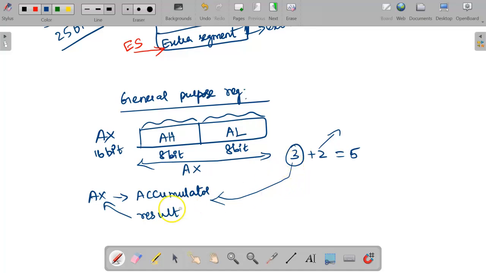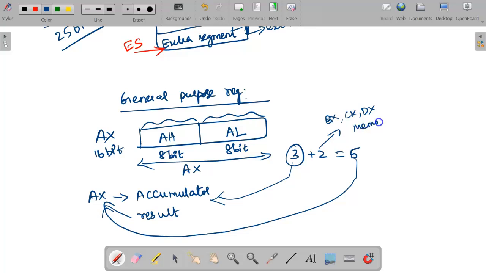So one operand will always be from the AX register, and after doing the operation the result will also be stored in the AX register. The second operand may be from the BX register, the CX register, the DX register, from any available memory location, or from input output devices.